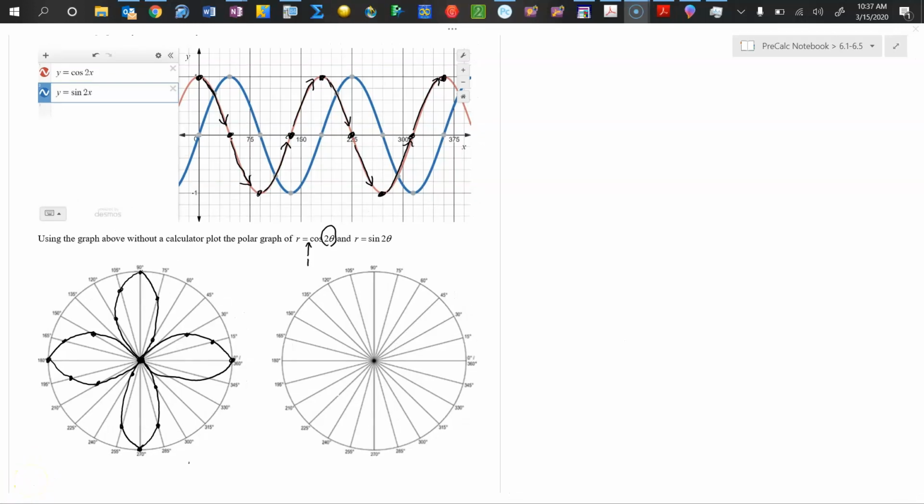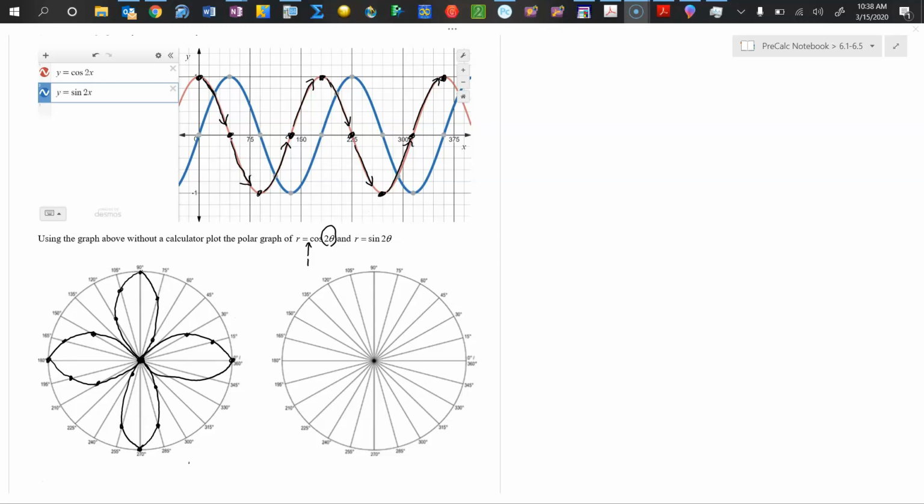Now for the graph of r equals sine 2 theta. As you can see from the Cartesian graphs up above, y equals sine 2x is the same as the graph of y equals cosine 2x, except it's been shifted 45 degrees to the right. So in a similar manner, we will see when we graph r equals sine 2 theta that the petals of our rose have been shifted 45 degrees to the right, or in this case in the positive direction.